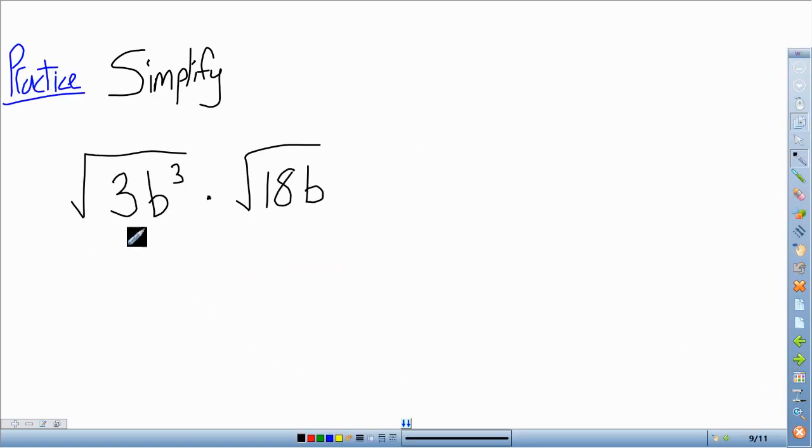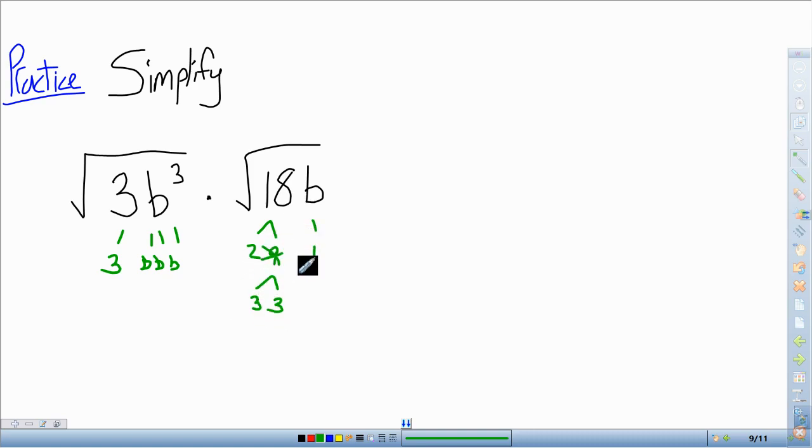Okay, so I'm going to have you try one of these on your own, and then I think we have one more type of problem. So this 3 is prime, but we need to bring it down. b cubed is 3 b's. 18, I think, is 2 times 9. 9 can be broken down into 3 times 3, and then there's a single b here.